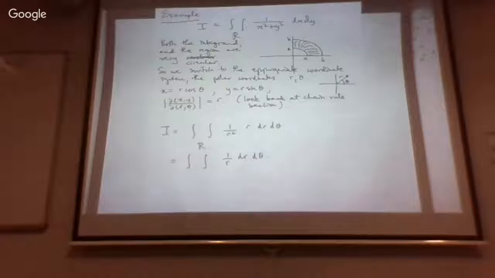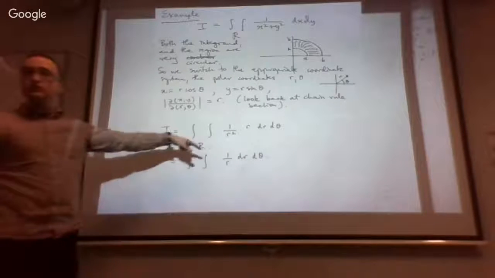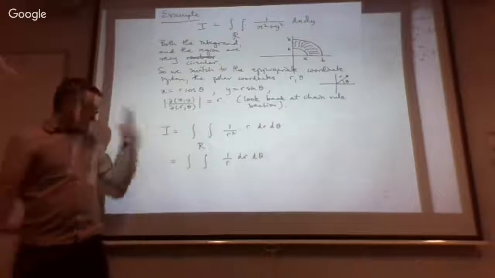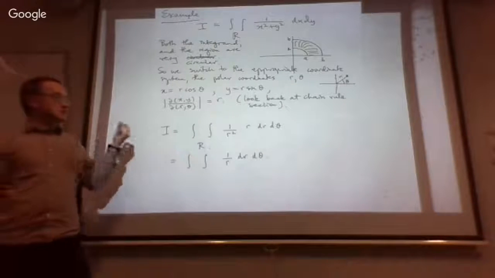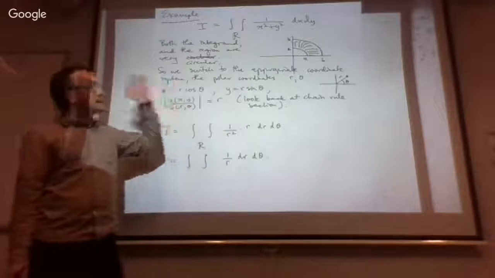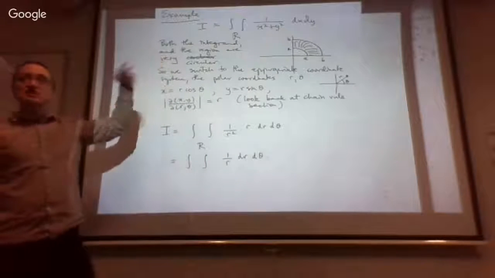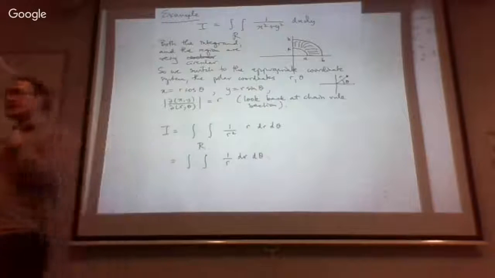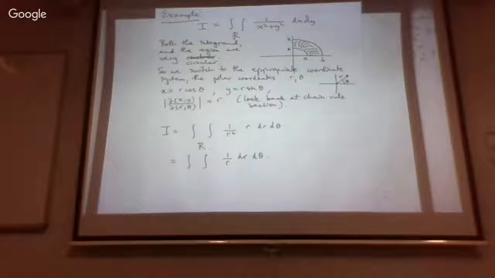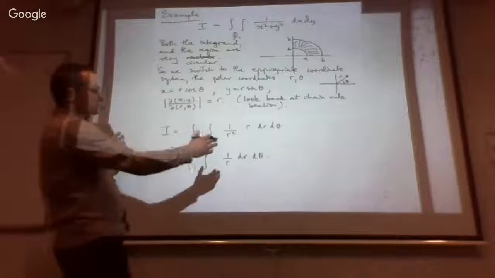And now we need to think about limits for the two integrals. Now this coordinate system is well suited to that region because the region is circular. So we expect kind of nice limits of integration. So you look at your region and you work from the outside in.